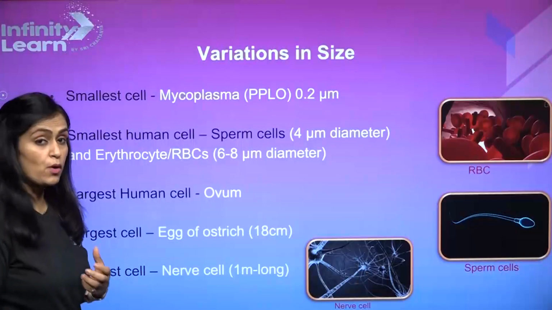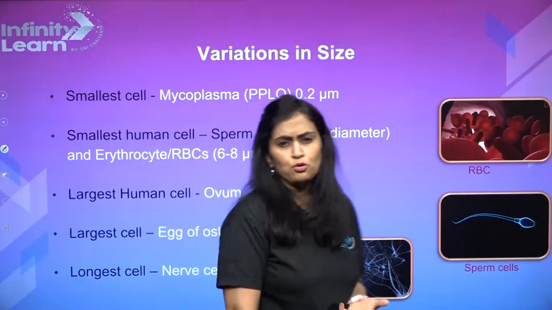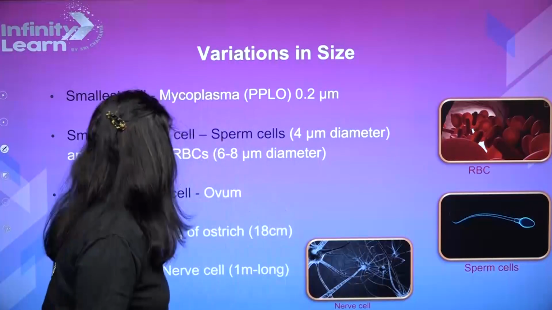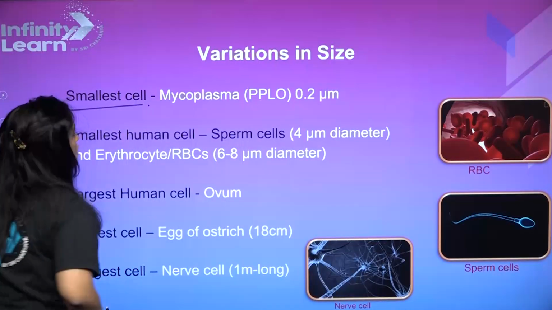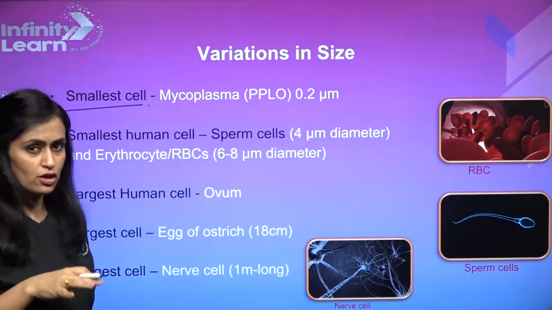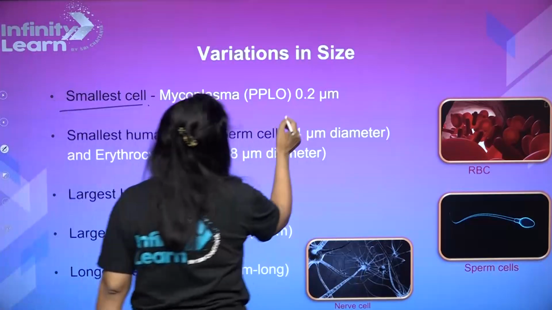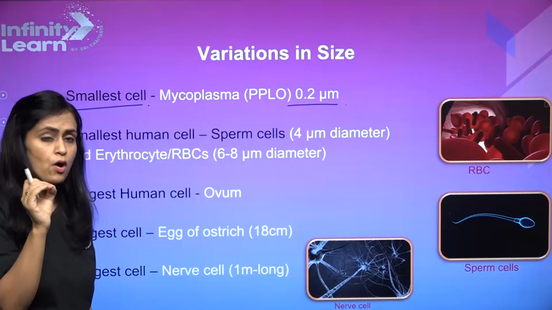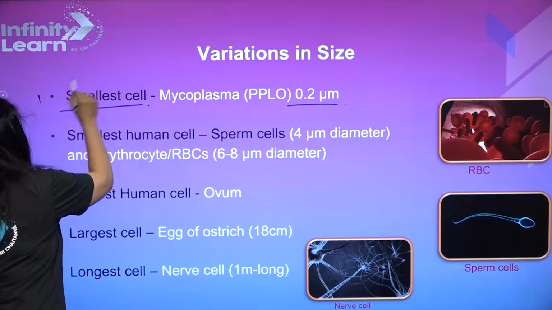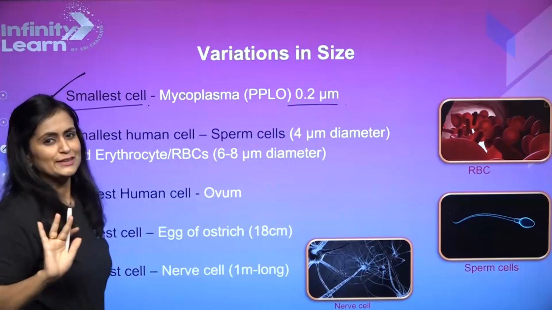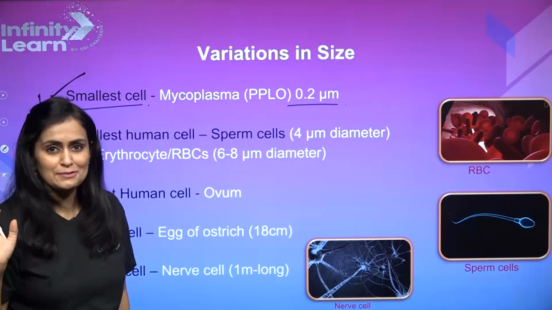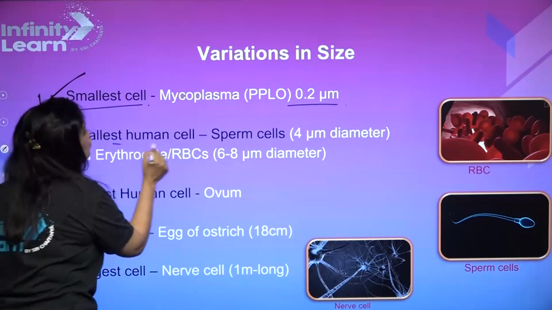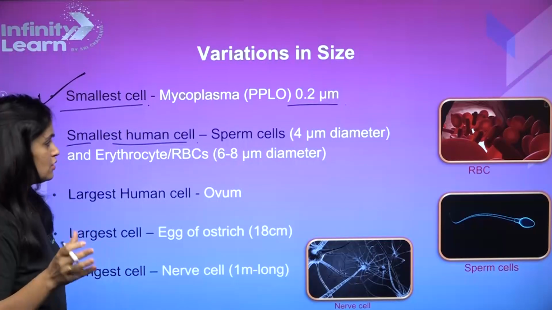Now, what about the sizes? Are they all the same? No. They also vary in size. To understand, here are some examples. PPLO, mycoplasma, is also called PPLO. It is near about 0.2 micrometers. Very, very small. This is the smallest cell in the world among all living organisms. The smallest cell is mycoplasma. Then the smallest human cell is near about 4 micrometers.